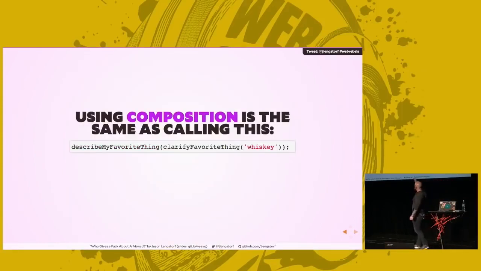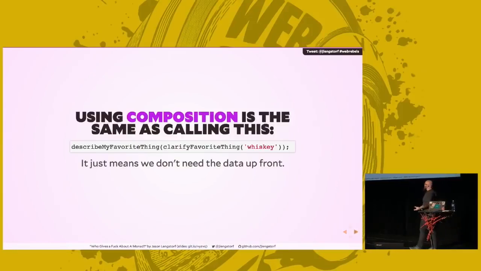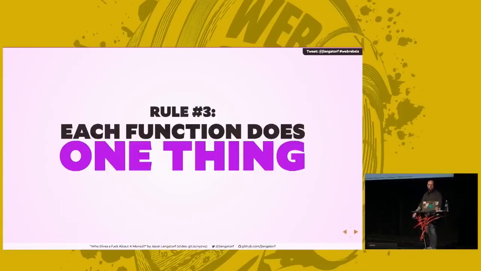Composition, like I said, is the same as calling it like this: describe my favorite thing with clarify favorite thing as the argument and whiskey being passed to it. It's just a little bit easier to read. The benefit being you don't have to drop the data in up front. So rather than having to build a gross loop that would call each result, you can build this function once and then map it to an entire list to get all of your results.